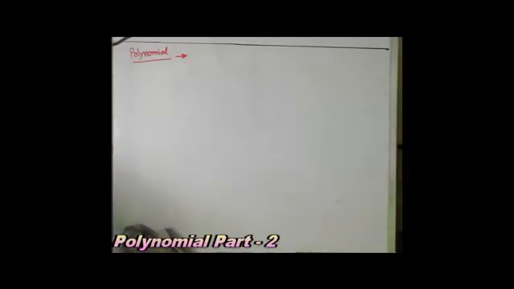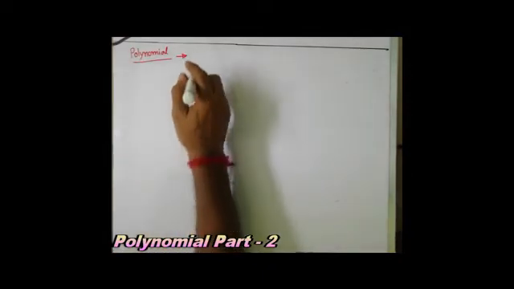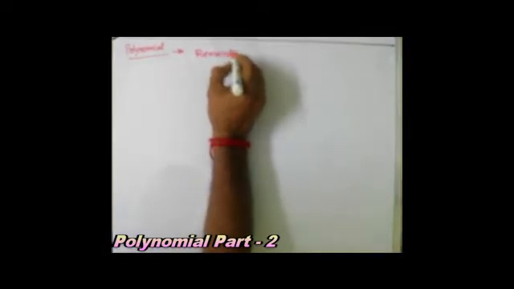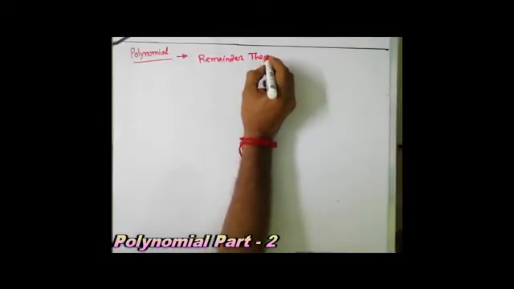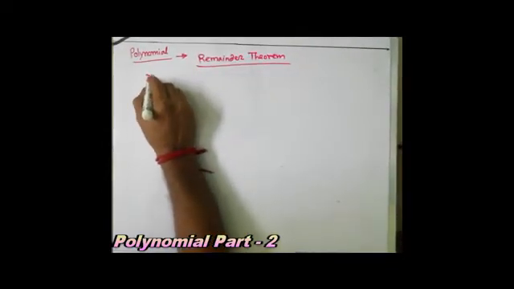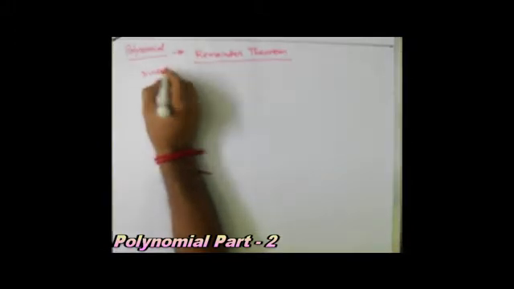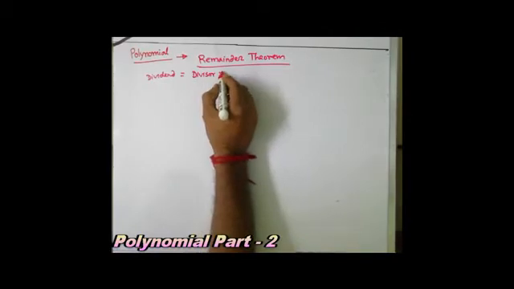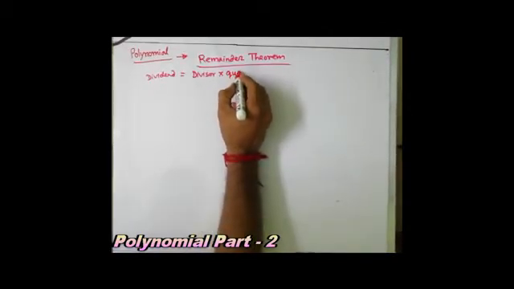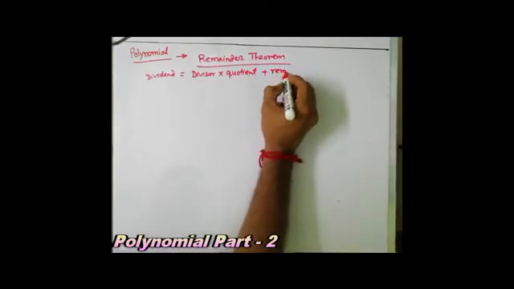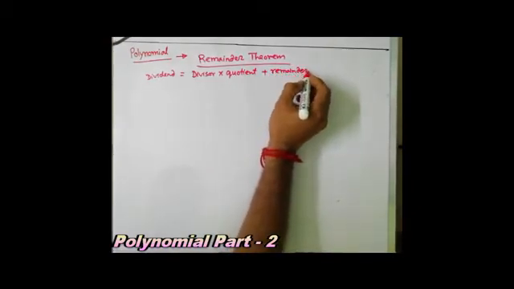Okay, now coming to the next part, that is the remainder theorem. Already we know that the remainder theorem is nothing but that dividend is equal to divisor multiplied with quotient plus remainder. That we know very well.